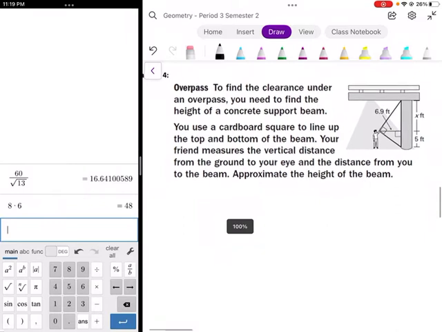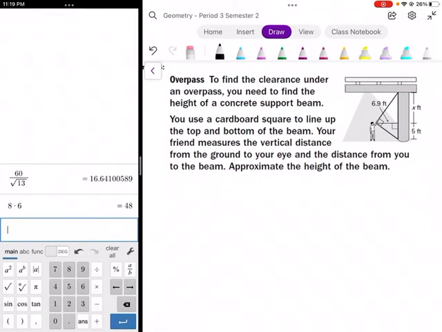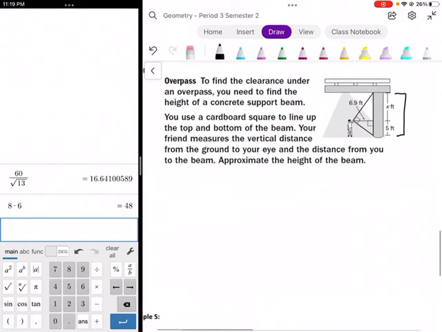So for this one, we are going to be working with an overpass. And to find the clearance under an overpass, you need to find the height of a concrete support beam. So they want us to find the total height here. I'm going to label that, I guess H would make sense. So we'll label that H because we are looking for the height.